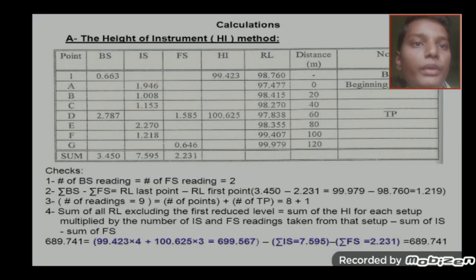This is the example for solving the given leveling problem. The height of instrument method. Columns: points, backsight, IS, FS, HI, RL, distance and note. Checks. First one, number of BS readings equals number of FS readings equals 2. Second one, summation BS minus summation FS equals RL of last point minus RL of first point.